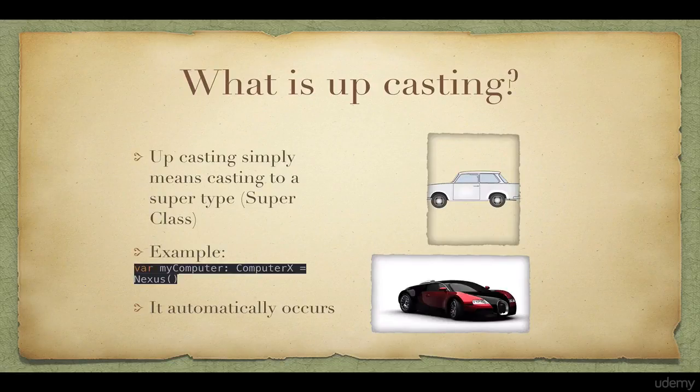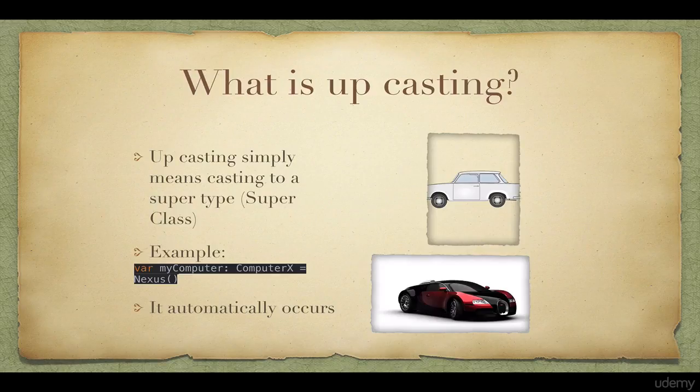So now let me give you a real world example. Assume that we have a variable and the name of this variable is myComputer, and the data type of this variable is ComputerX, right? Here I am explicitly specifying that this variable expects a value of type ComputerX. And here we are assigning an object of type Nexus.